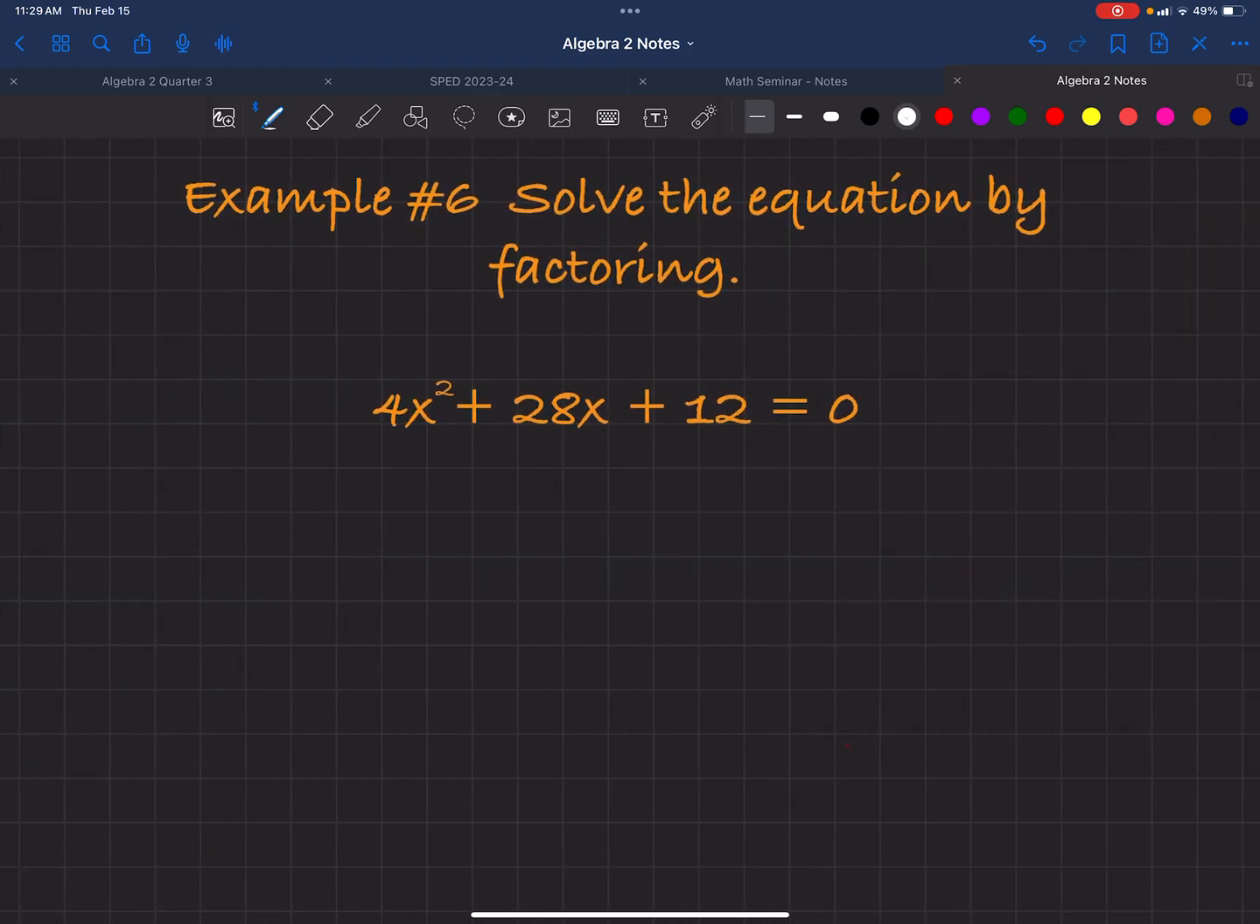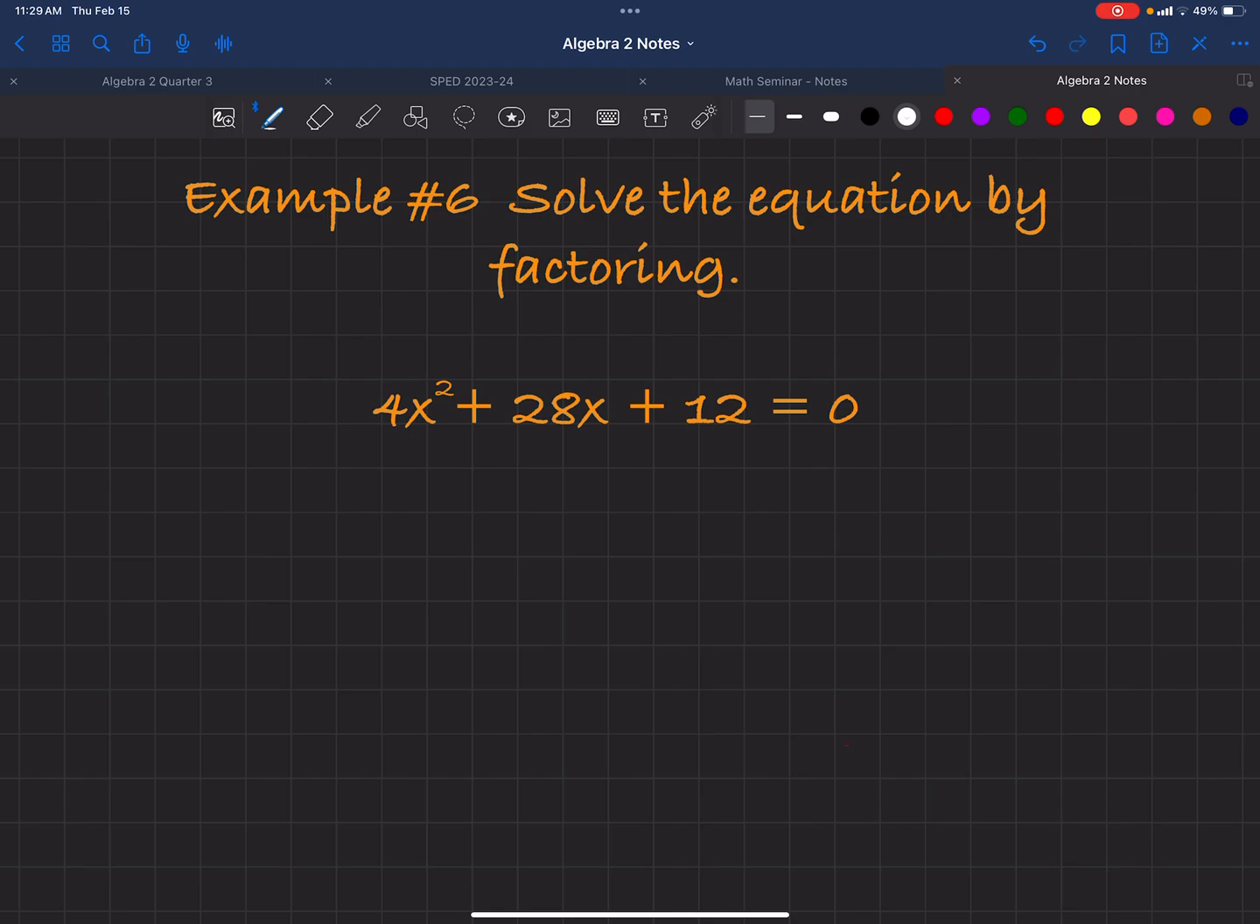And lastly, number 6. We have 4x squared plus 28 times x plus 12 equals 0. My first step here is to find my GCF.